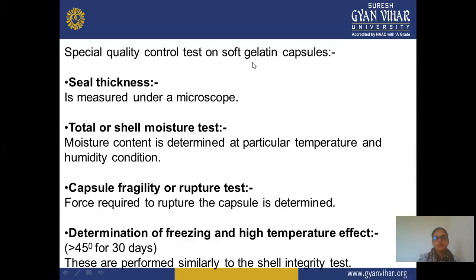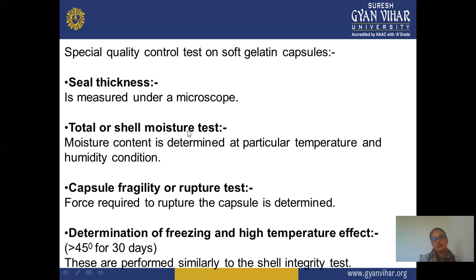And there are special quality tests for soft gelatin capsules. Some specific or other tests are required for soft gelatin capsules. These tests are not for hard gelatin capsules. A soft gelatin specific test is for the seal thickness. This is measured under a microscope, meaning you check the outer or shell thickness of the soft gelatin capsule with the help of a microscope, and seal thickness is also observed.